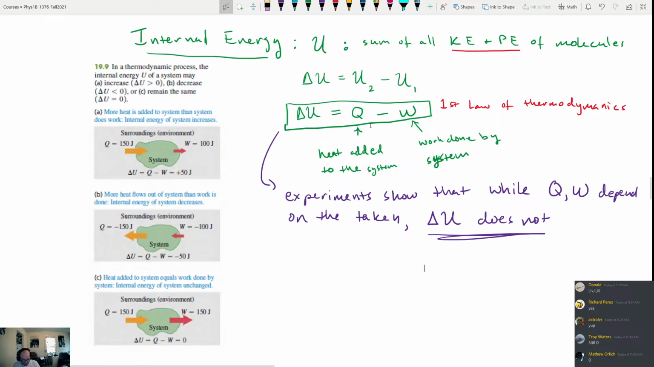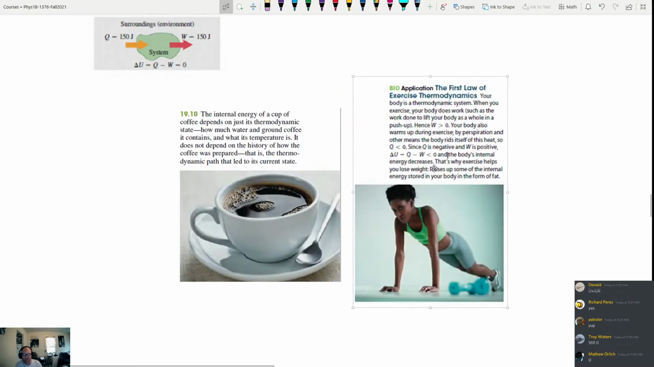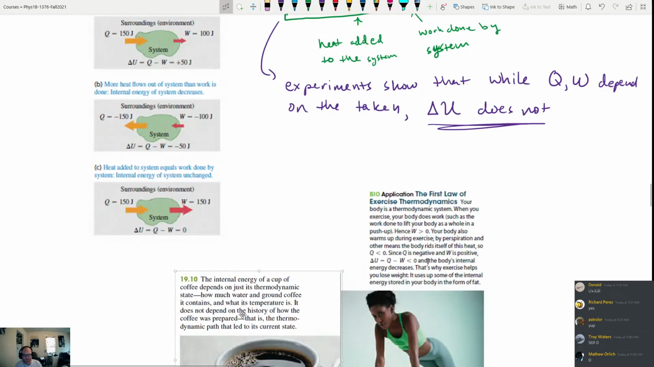Heat added is going to depend on path. Work done depends on path. Delta U does not. The combination of these two will not. Okay. All right. A couple of examples of this that the book gives are here and here. We'll use this one with exercise first, then we'll look at this one too.